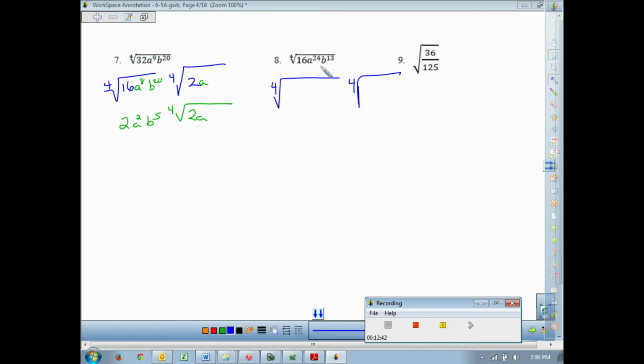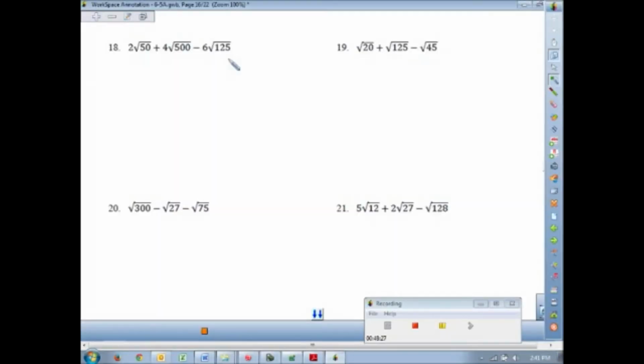Got me some fourth roots. 16 is a perfect fourth. A to the 24th is a perfect fourth. And b to the 13th is not, but 12 of them can come over here, and doesn't 1 b have to go over there? Right? Then all of this, 2, a to the 6th, b to the 3rd, fourth root of b. The cake now, baby.